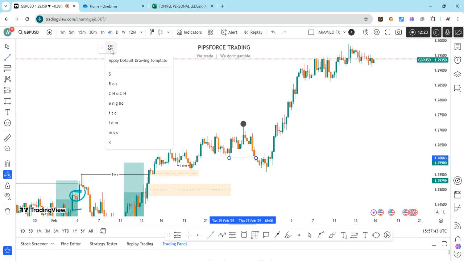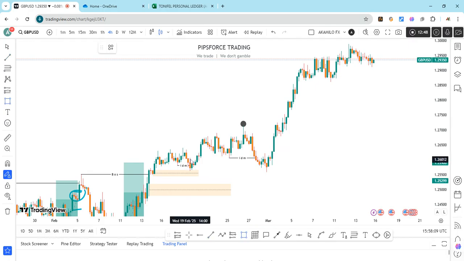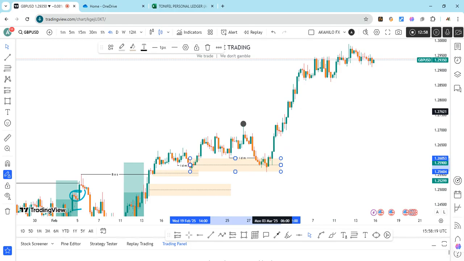I hope by now you understand why I'm marking there as an inducement. If you don't understand, please let me know in the comment section, and I'll make a quality video about inducement separately to help you understand it better. Now you can see that after price has taken this level, this tends to be our major high, and then we have this order block as well, where price came to tap into this, and then continued buying.